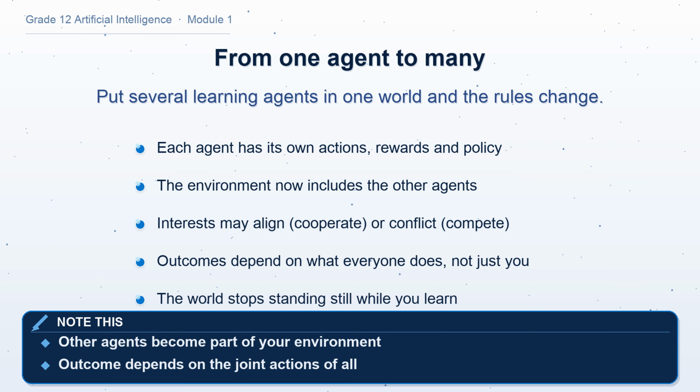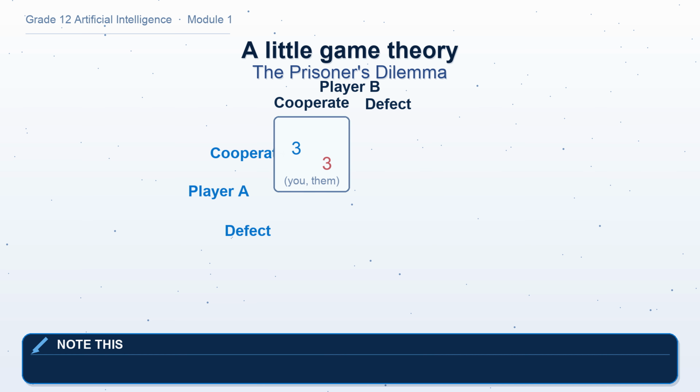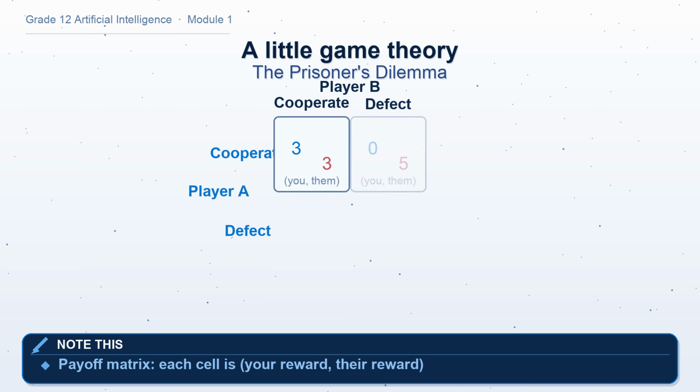To reason about that, we borrow the language of game theory. Game theory studies decisions where each player's outcome depends on the others. Consider the famous prisoner's dilemma. Two players each choose to cooperate or to defect, and the table shows the reward each one receives. If both cooperate, each earns 3. If both defect, each earns only 1. But if one defects while the other cooperates, the defector earns 5 and the cooperator earns nothing.